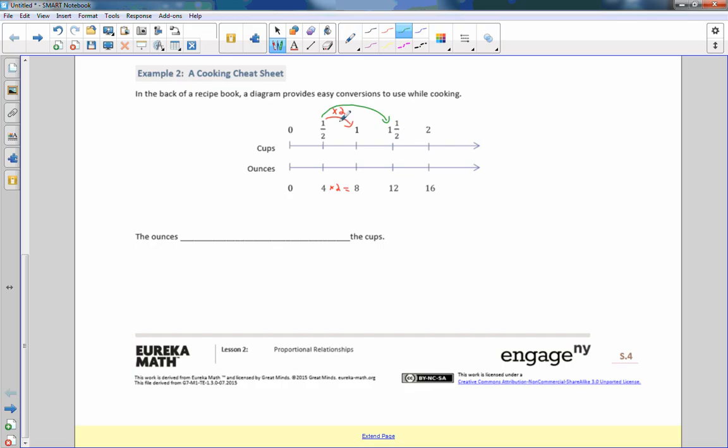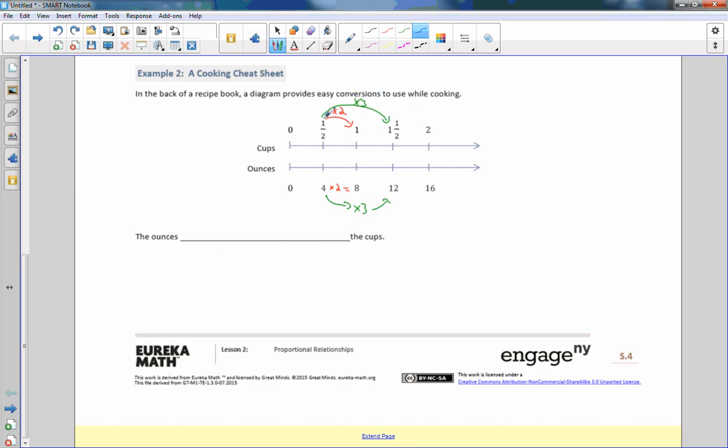So what do I do to get 1 1/2? If I want 1/2, how many halves do I need to get 1 and 1 more half? Well, 1 is 2 halves, and 1/2 is another, so that would be multiplying by 3. So if I multiply that by 3, then I have to multiply 4 by 3. 4 times 3 is 12. Okay? And then finally, how much do I have to multiply a half by?